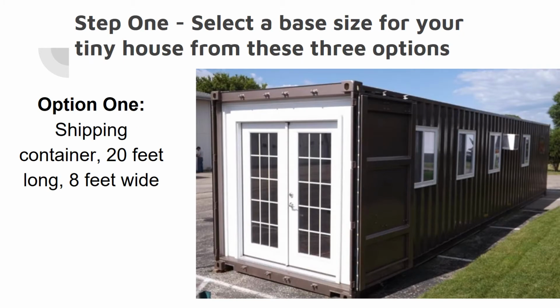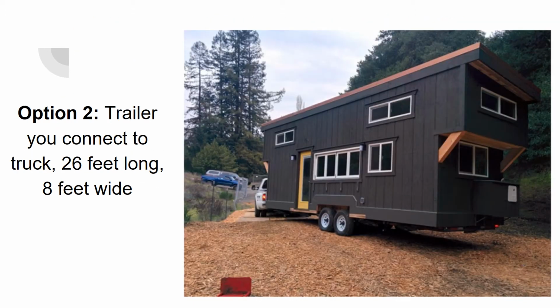So the very first thing that you need to do today is think about what your base model will be for your tiny house. Option 1 is essentially a shipping container that is 20 feet long and 8 feet wide, and we have an example of it here. Option 2 is essentially a trailer that will get attached to a pickup truck. You'll notice it here. This model is 26 feet long and 8 feet wide.